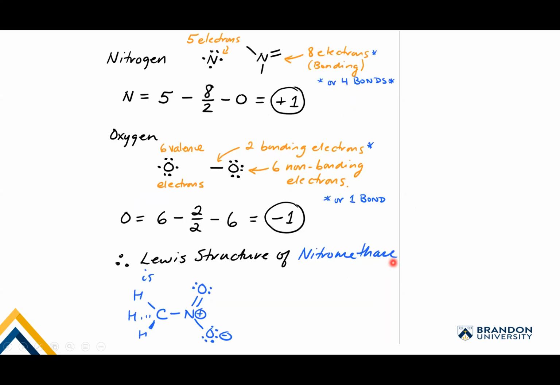Okay, so on the next slide, if we look back at nitrogen, nitrogen typically has 5 valence electrons. And now it has 4 bonds, which equals 8 electrons. So this formula would be 5 minus 4, since 8 divided by 2 is 4. 5 valence electrons minus 4 bonds, and it has no lone pairs now. 5 minus 4 is 1, so plus 1.